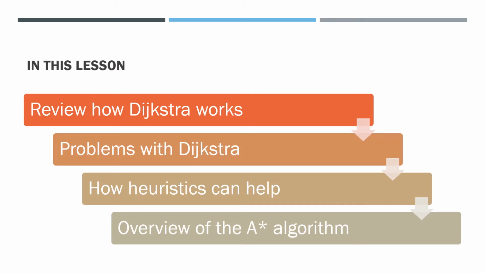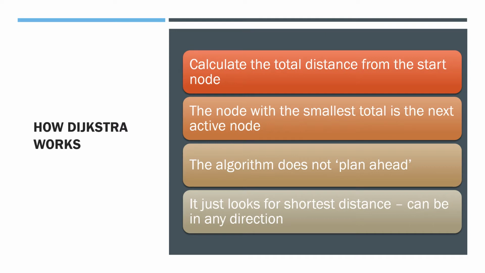In this lesson, we'll look back at how the Dijkstra algorithm works and think about any problems that arise when we use Dijkstra to find the shortest path. We'll think about how heuristics can help to improve Dijkstra, and we'll look at the A-star algorithm, which adds a heuristic to Dijkstra to work more efficiently. So let's think back to how Dijkstra works.